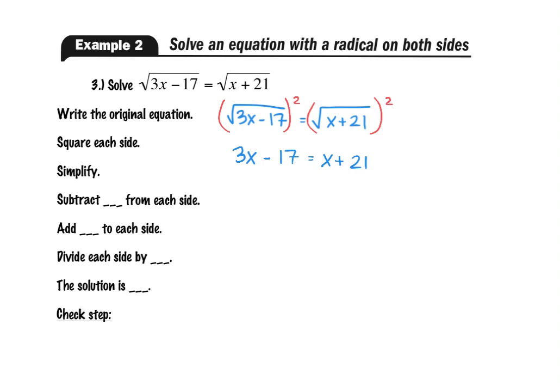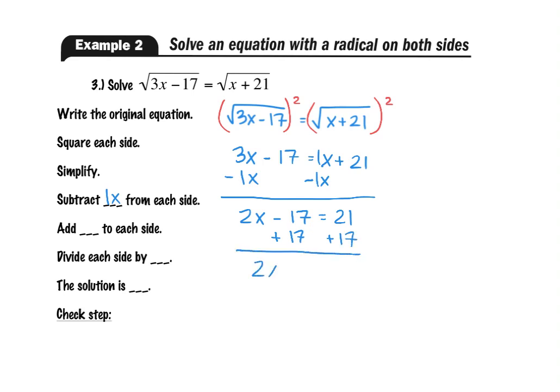And now this is an equation that has variables on both sides, but we've solved equations like that quite a bit before. So I'm going to start this by subtracting x, or if it helps you, you could think about that as 1x. That gives me 2x minus 17 equals 21. Then I'm going to add 17 to both sides, which gives me 2x equals 38. Then I'm going to divide each side by 2, and that gives me x equals 19.